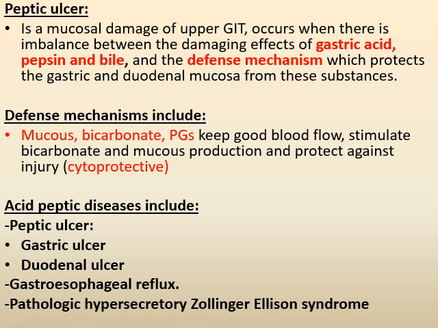We have a certain condition that we will call acid peptic disease, due to the presence of damaging factors. One of them is peptic ulcer, which could be gastric ulcer or duodenal ulcer. We have gastroesophageal reflux, and we have a pathological condition which is called Zollinger-Ellison syndrome. It's a tumor in the duodenum or in the pancreas causing increased secretion of gastrin, which leads to increased secretion of acid.